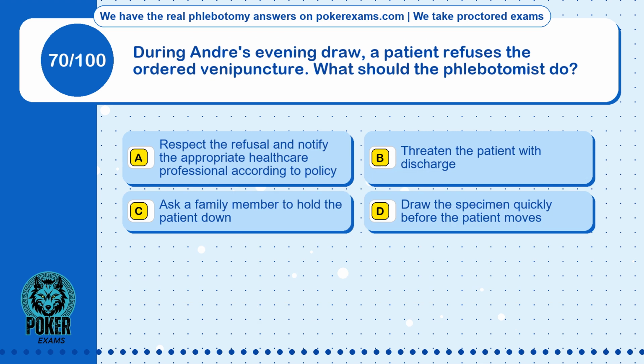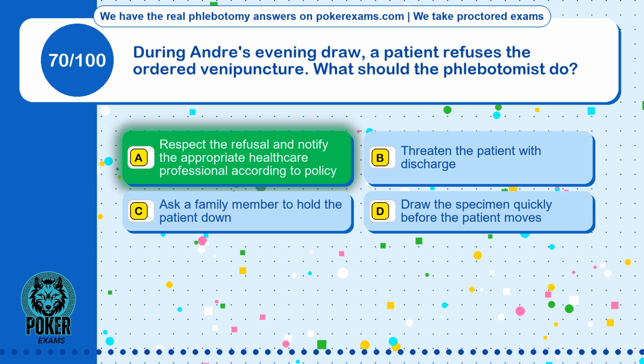Question 70. During Andre's evening draw, a patient refuses the ordered venipuncture. What should the phlebotomist do? Option A. Respect the refusal and notify the appropriate healthcare professional according to policy. Option B. Threaten the patient with discharge. Option C. Ask a family member to hold the patient down. Option D. Draw the specimen quickly before the patient moves.